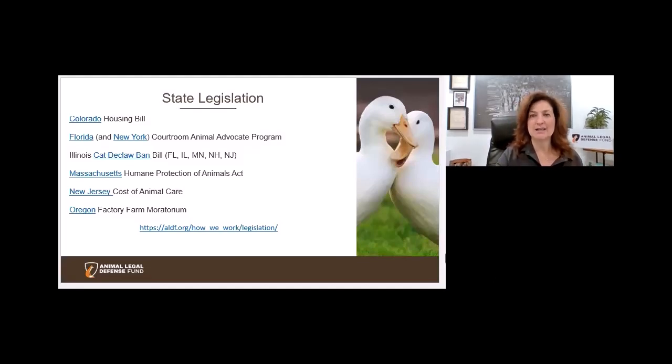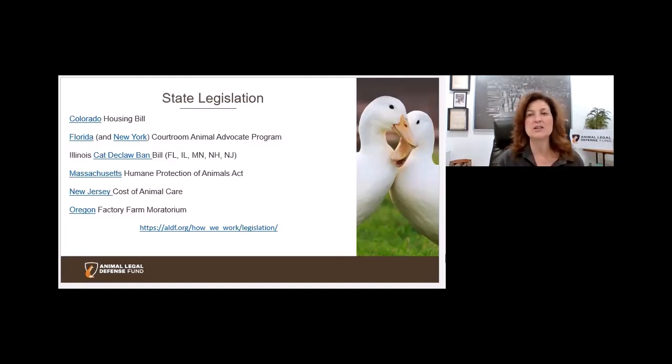In Illinois and Florida, Florida, Minnesota, New Hampshire, New Jersey, I think I have Illinois in here twice, sorry about that. We have cat declaw ban bills. Both Illinois and New Hampshire have passed their bills out of the full House, and they're moving on to the Senate, which is super exciting.